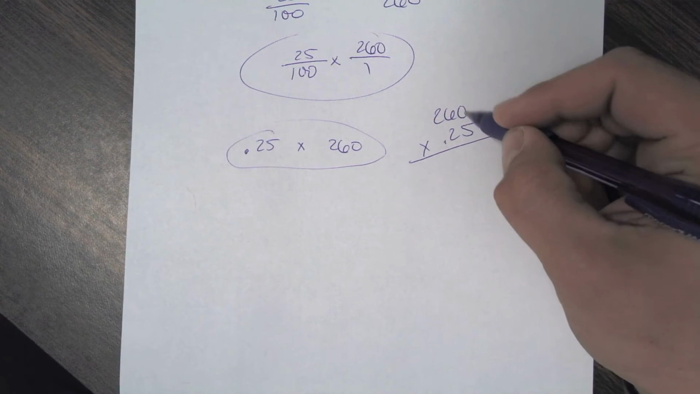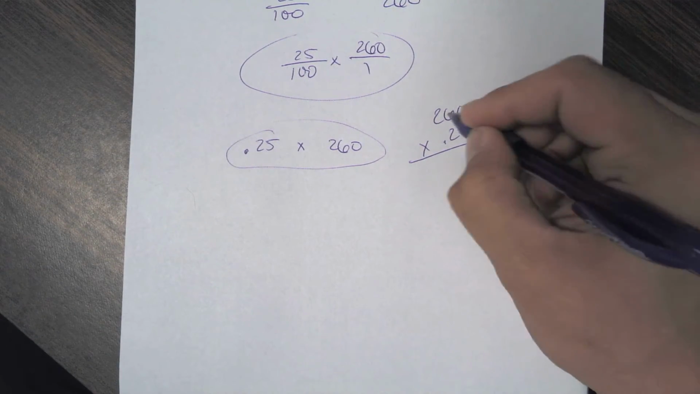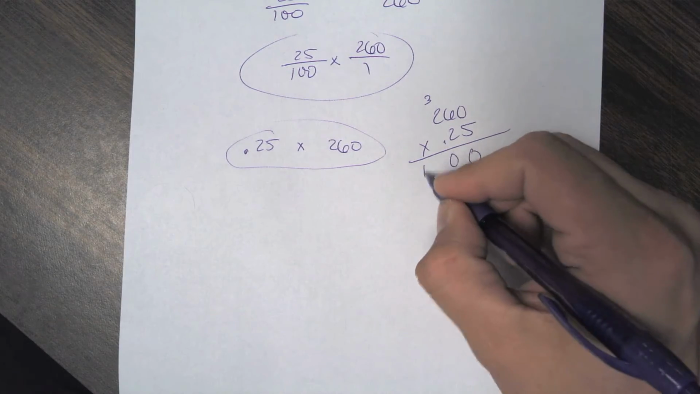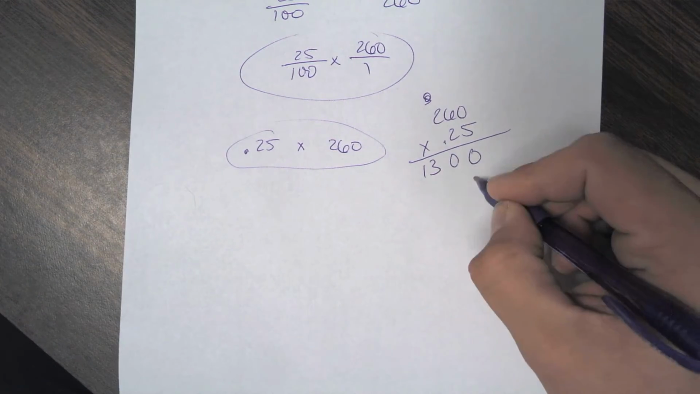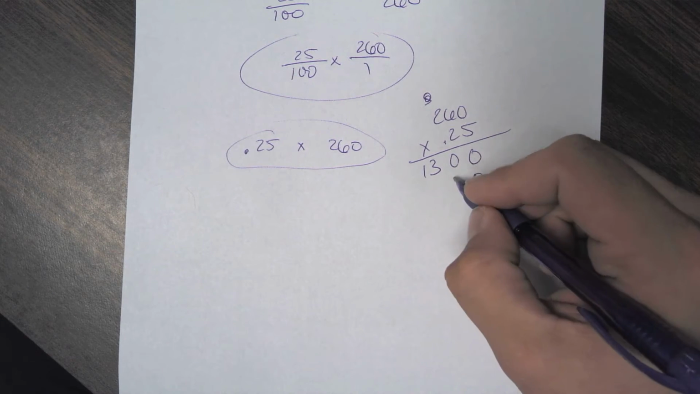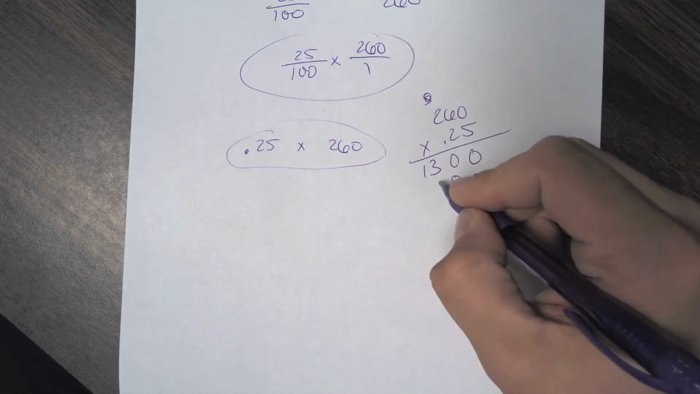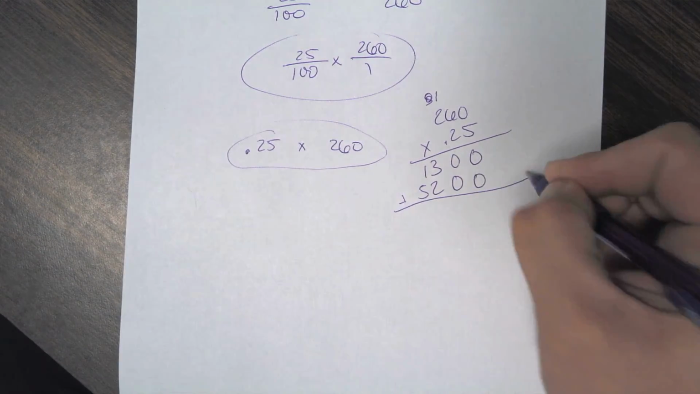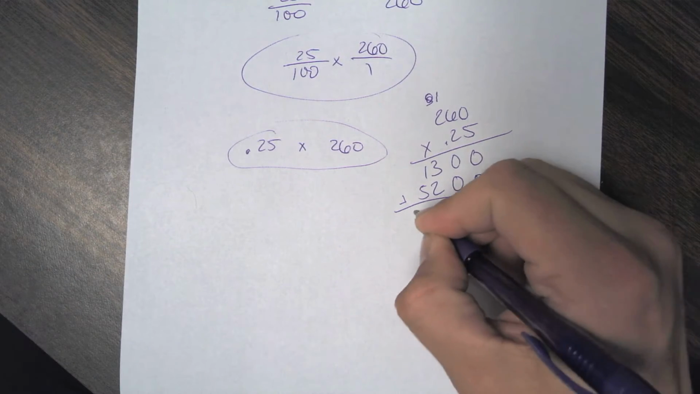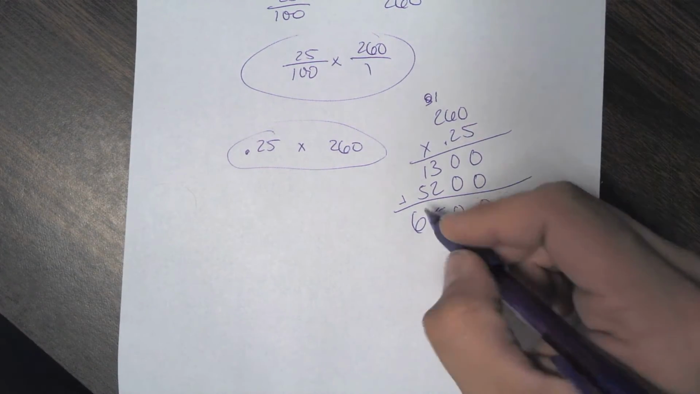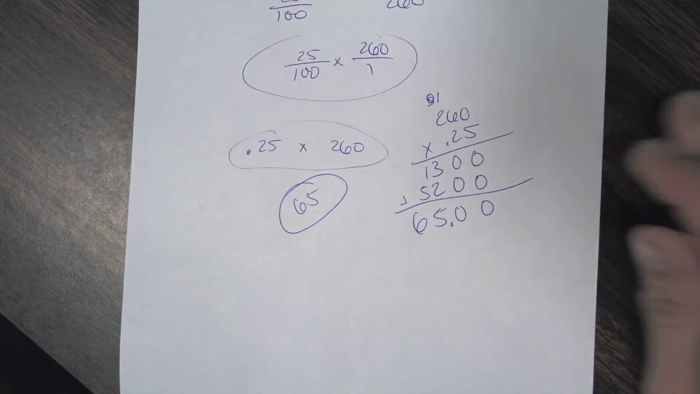So hold on. 5 times 0 would be 0. 5 times 6 would be 30. 5 times 2 would be 10 plus 3, 13. Now I drop down a 0. Remember, that decimal has nothing to do with the multiplication. So 2 times 0 would be 0. 2 times 6 would be 12. 2 times 2 is 4, plus 1 is 5. Now I add this all up. And then I know I have to move my decimal 2 times. So the number would be 65.